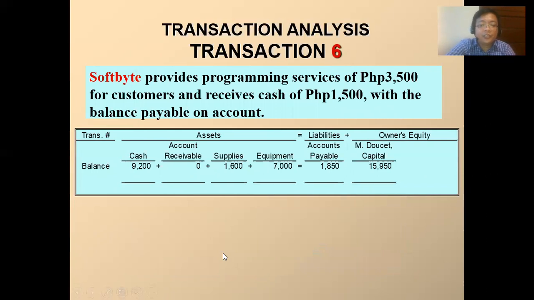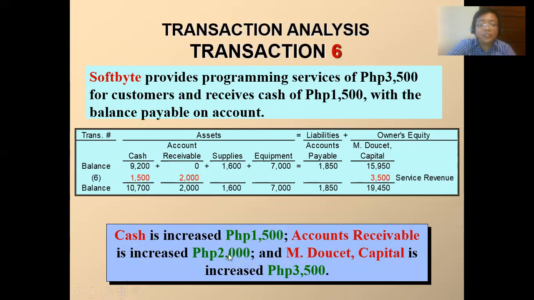Next, transaction number 6. SoftByte provided programming services worth 3,500 for customers and received cash for 1,500 and the balance on account. So, on account ng ano ha? Parang part siya ng utang ng customers. So, meaning cash will increase by 1,500 and also accounts receivable will increase by 2,000. Okay? Kasi walang pera yung customer mo, sabi niya, I will just pay you 1,500. And the 2,000 is part of your accounts receivable. And you have also here service revenue of 3,500.